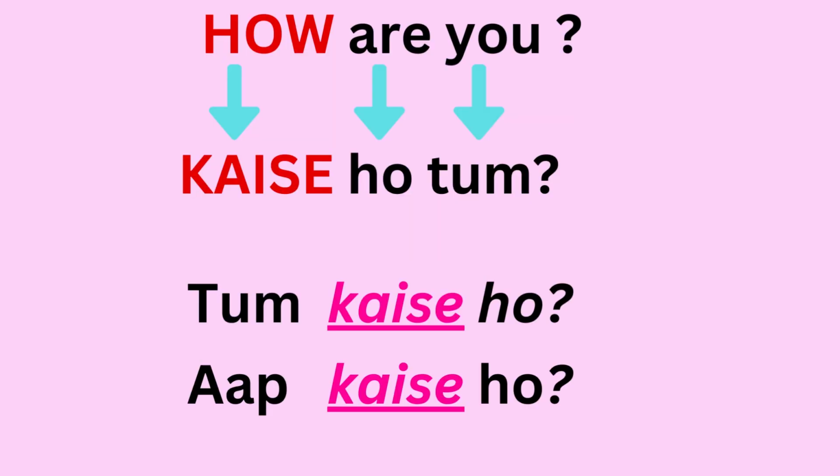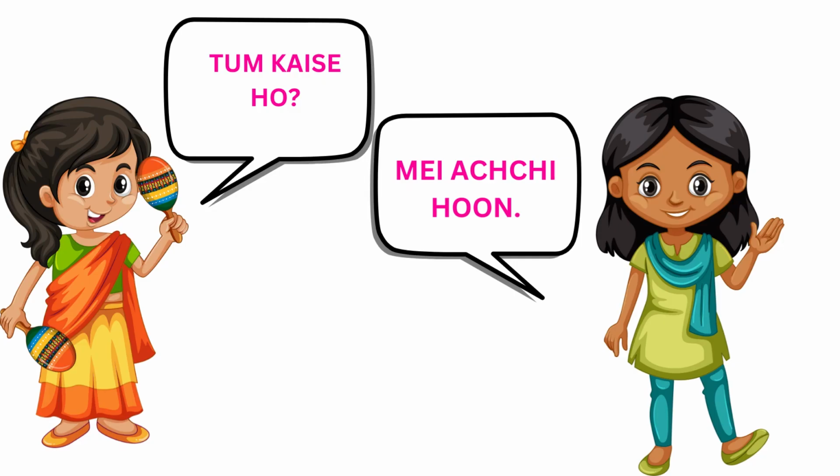And the last one, how are you? The Hindi equivalent for how are you is कैसी हो तुम? Now how is कैसे, are is हो, and you is तुम. But the correct way to say this sentence is not कैसे हो तुम, it is तुम कैसे हो और आप कैसे हो. So she asks her friend, तुम कैसे हो? How are you? And her friend says, मैं अच्छी हूँ. I'm fine.